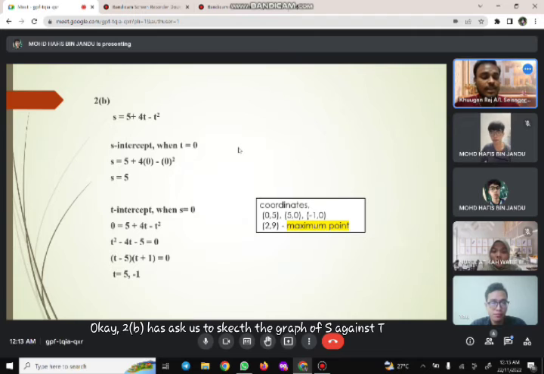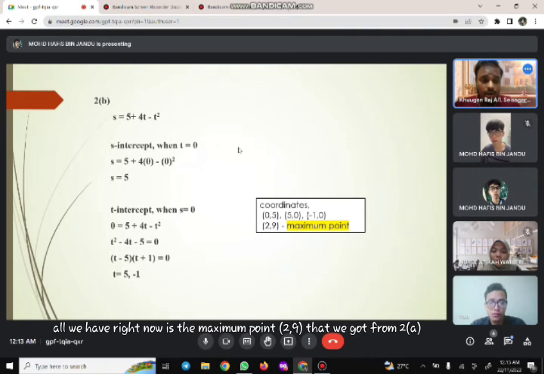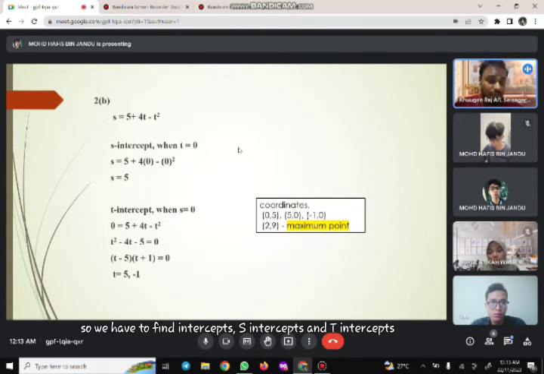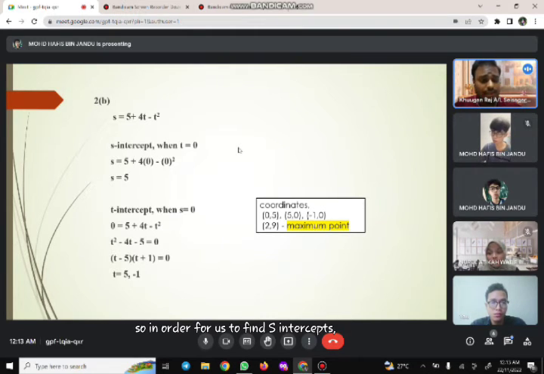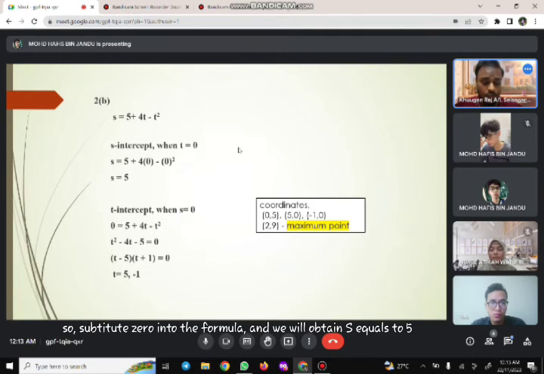Next, 2B has asked us to sketch a graph of s against t. So we all know that in order to sketch a graph, we need coordinates. All we have right now is a maximum point, which is 2 and 9, where we got it from 2A. So we have to find the intercepts, s-intercepts and t-intercepts. In order for us to find the s-intercept, we know that t will be 0. So substitute the 0 into the formula and I will obtain s equals 5.